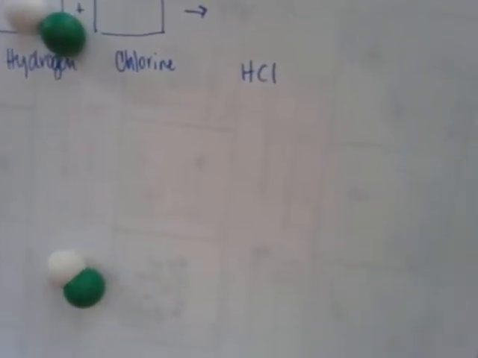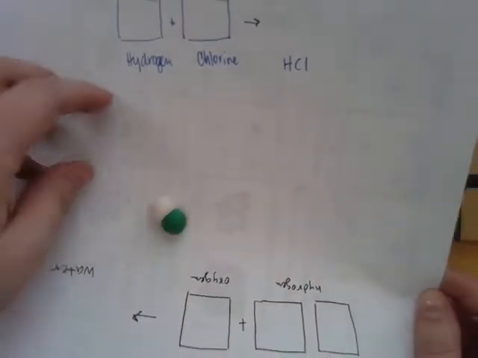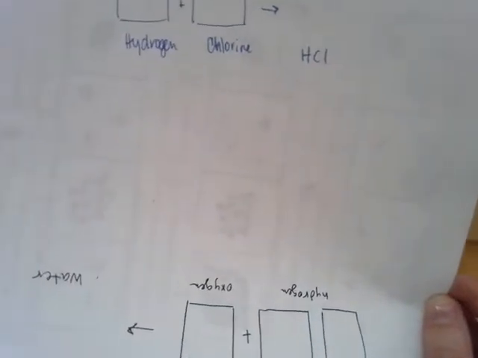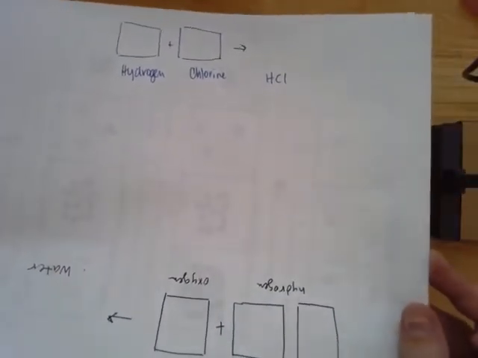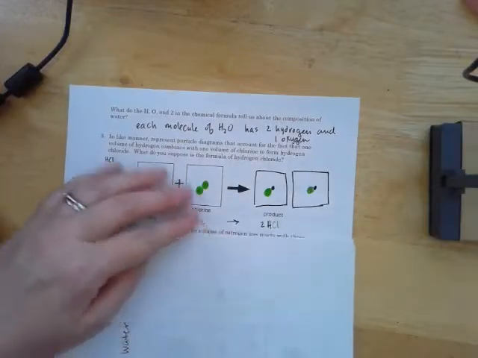All right, the next one. It says represent the reaction where a volume of nitrogen reacts with 3 of hydrogen and forms ammonia. How are we going to do that one?